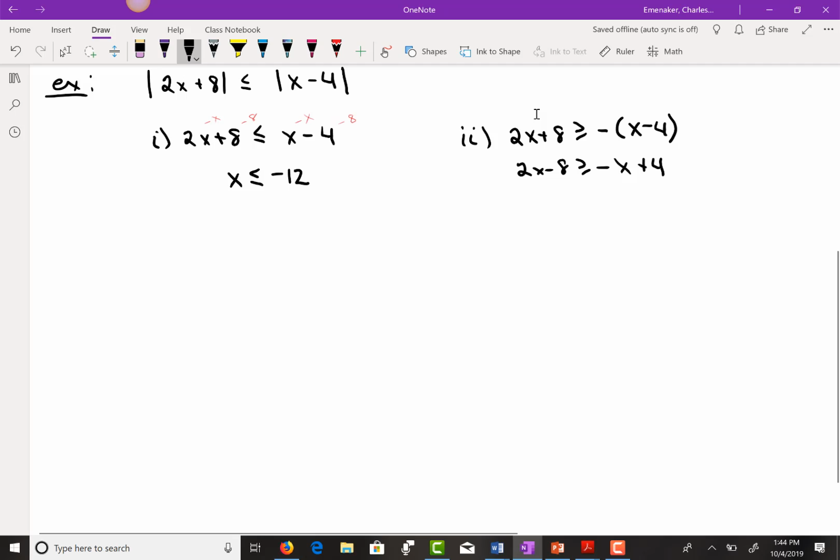Wait a minute, I miscopied that. That should be 2x plus 8. Everybody okay so far? Then we're going to do the same moves that we did before. First we're going to add an x to each side, and we're going to subtract an 8 from each side. And what we're going to get here is 3x greater than or equal to what? Negative 4.